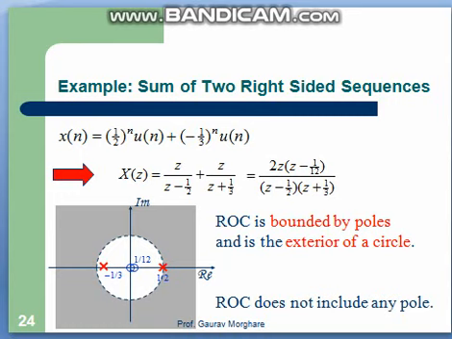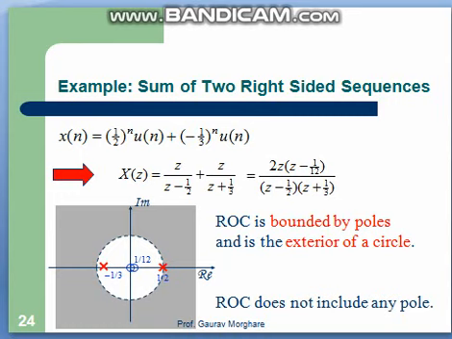Suppose we have two terms, 1 by 2 to the power n and minus 1 by 3 to the power n u[n]. We know that z upon z minus a is the answer for a to the power n. So the Z transform of the first term is z upon z minus 1 by 2, and for the second term z upon z plus 1 by 3. The answer will be z minus of minus 1 by 3, which results in z plus 1 by 3. If we solve this, we get 2z upon z minus 1 by 2, and the denominators are the same.